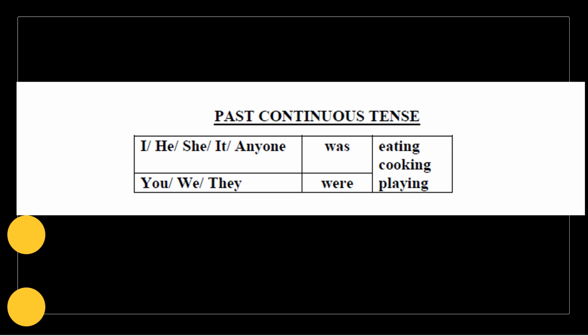Past continuous tense uses was and were with the present participle. Present participle is the verb with ing form. Can you check and see? Eating, cooking, playing. And who used was? I was, he was, she was, it was, anyone was. You were, we were, they were.